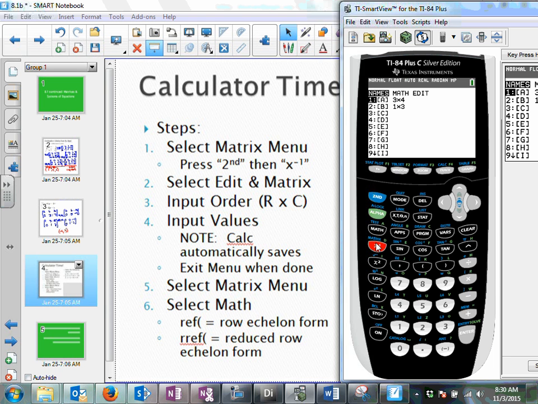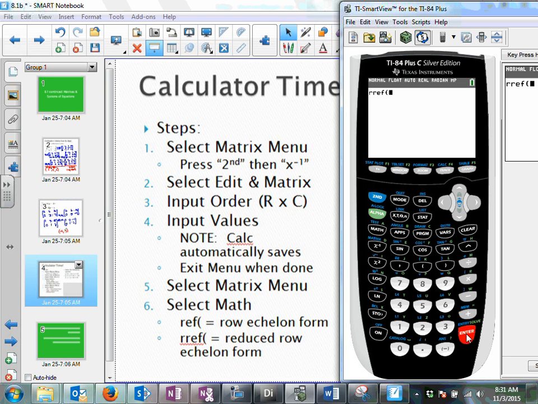And we're going to go to the math section now. And we're going to arrow down. Okay, there's a couple operations. Oh, there's a lot. There's REF and RREF. What do you think those stand for? Reduced row echelon form. Which one would be the most helpful in this case? Reduced row echelon form. Okay, so we're going to hit enter on reduced row echelon form.